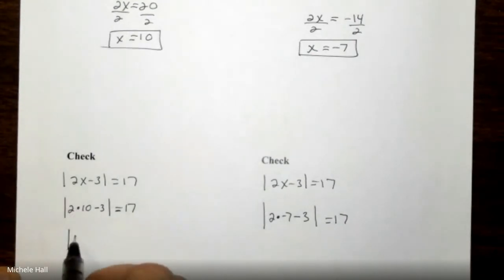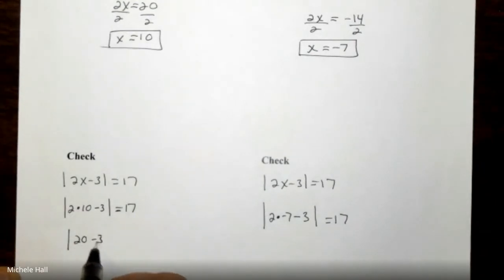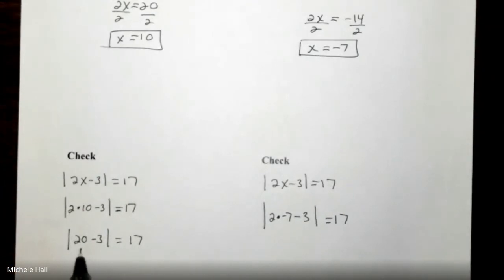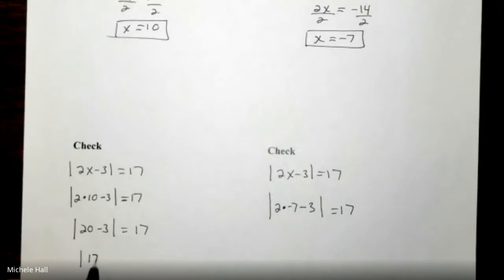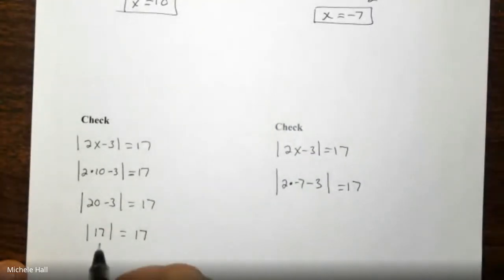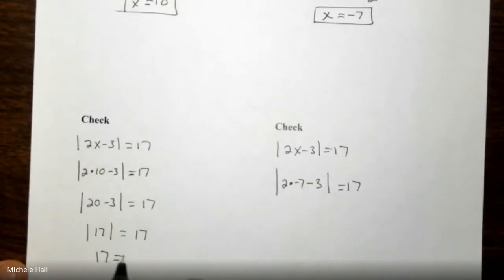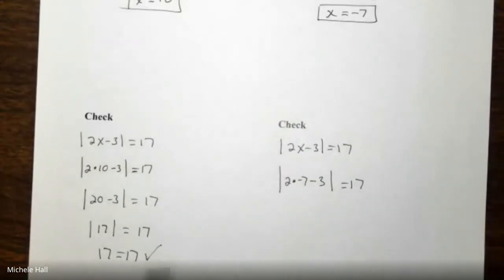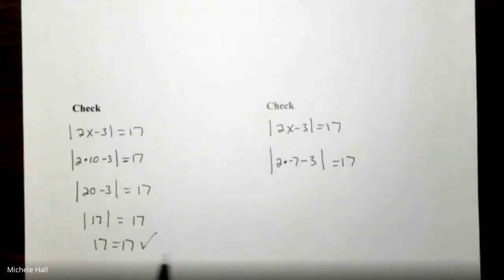2 times 10 is 20. And then we finish our subtraction. 20 minus 3 is 17. And the absolute value of 17 is 17. Check. Our solution was correct. We got the same answer on both sides. This is a true statement.